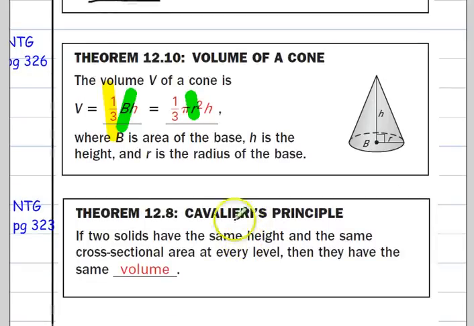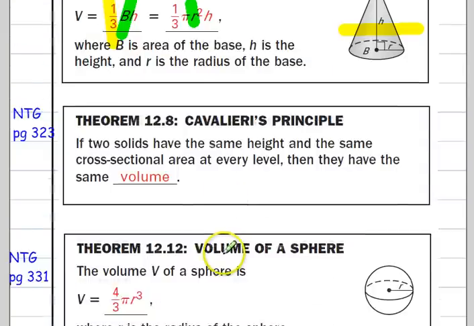Now some shapes are not right cones or right cylinders, but Cavalieri's principle says that if two solids have the same height and the same cross-sectional area, which means if I take a slice, the area of that slice at every level, then they have the same volume. And we'll take a look at that in an activity in class.